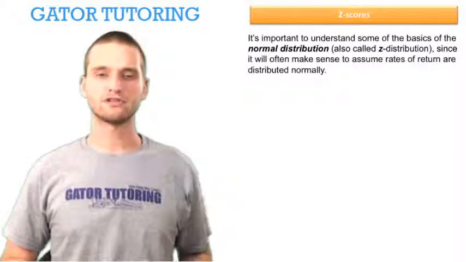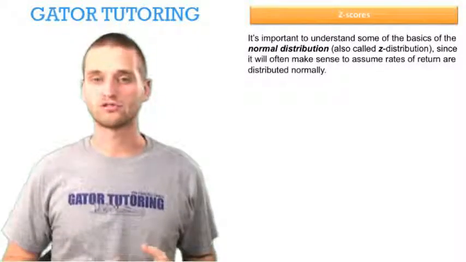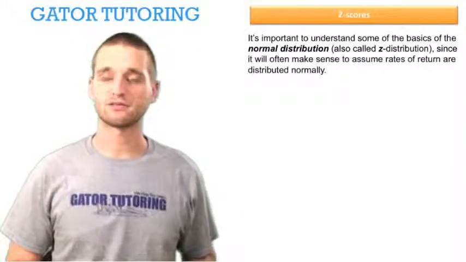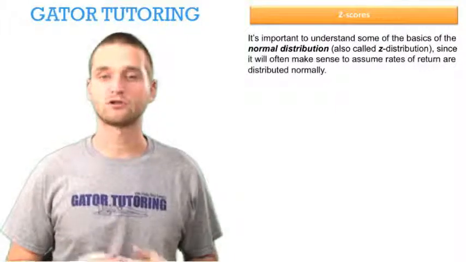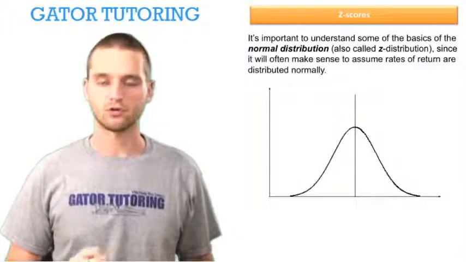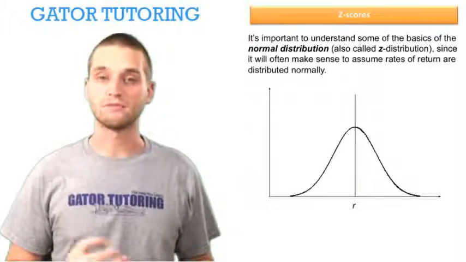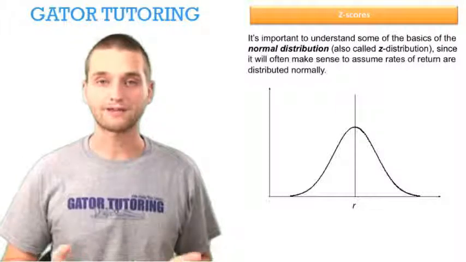So it's important to understand some of the basics of the normal distribution, which is also called the z-distribution, since it will often make sense to assume that rates of return are distributed normally. So here we see a graph of a generic normal distribution. In the middle is the mean or average or expected rate of return.